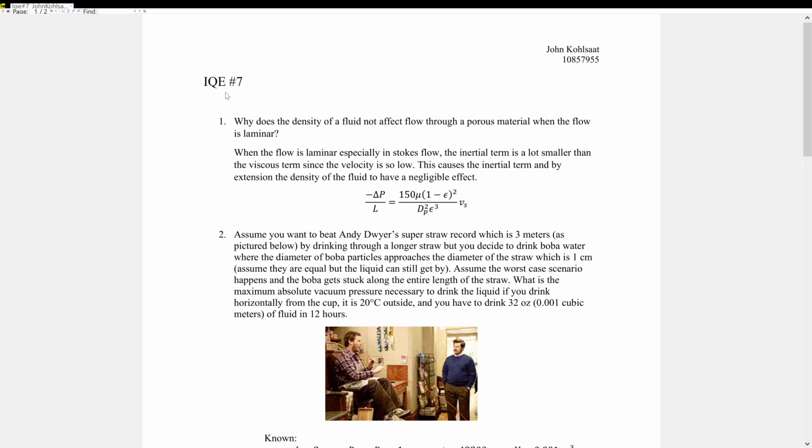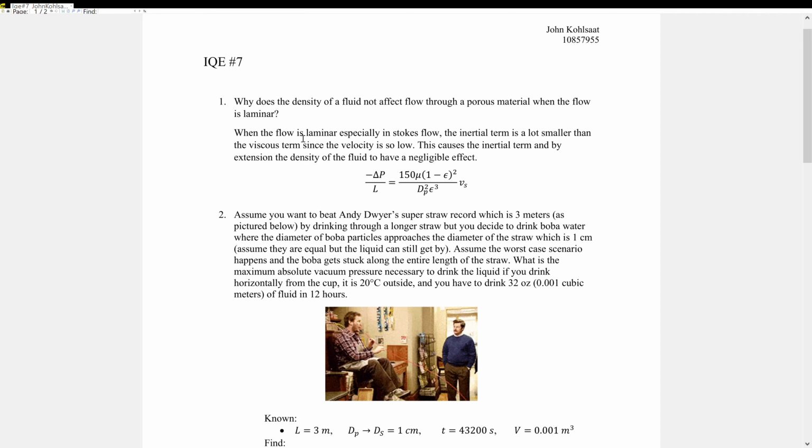Alright, so for IQ number 7, the first conceptual question is, why does the density of the fluid not affect flow through porous material when the flow is laminar? This is essentially because when flow is laminar, or essentially in Stokes flow, the inertial force is much smaller than the shear stress or the viscous term, since the velocity is so low. This causes the inertial term to be negligible, and hence we can cancel out the density of the fluid.